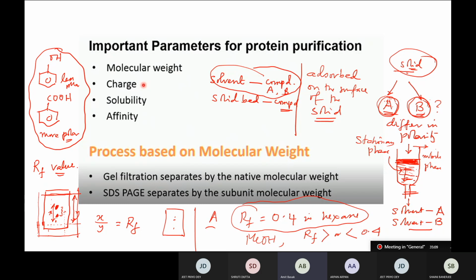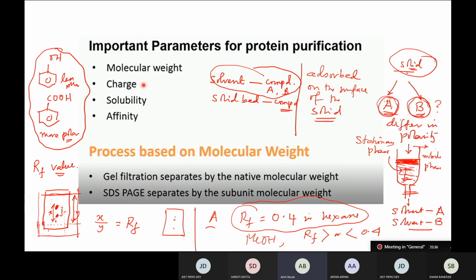So when you have a more polar solvent, the interaction of the solvent with the compound will be more, because you are increasing the polarity of the solvent. If you decrease the polarity of the solvent, then the interaction of the solvent, or the mobile phase, with the solid will be less.